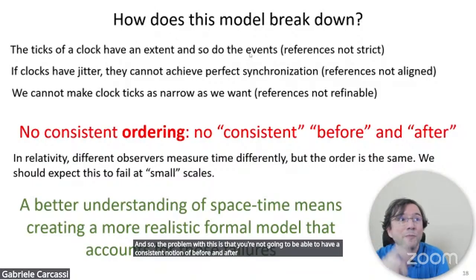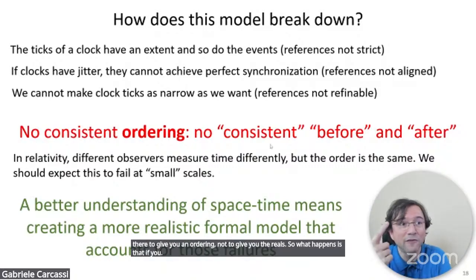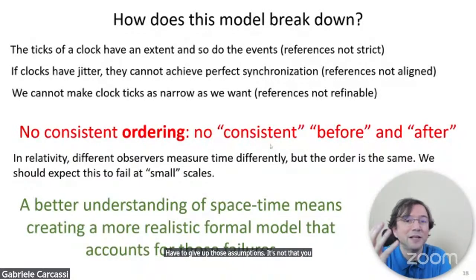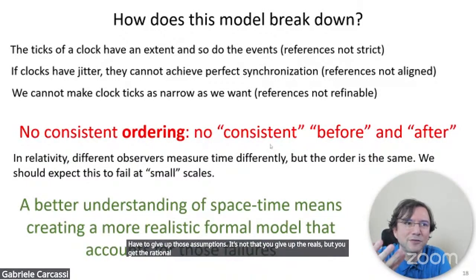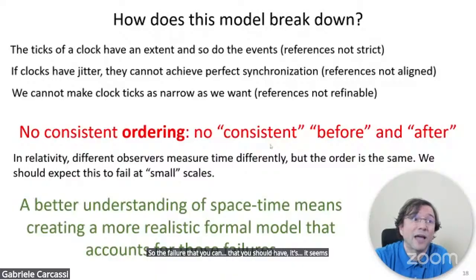So remember, these three conditions are there to give you an ordering, not to give you the reals. So what happens is that if you have to give up those assumptions, it's not that you give up the reals, but you get the rationals or you get the integers. You have to give up the notion of ordering. So the failure that you should have seems to have to be a lot more catastrophic.